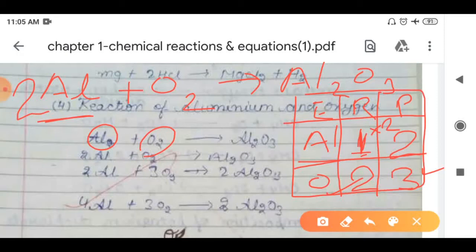But we always prefer the multiplication method. It means we have to make this 2 equal to 3, right? So just try to imagine by what I should multiply here so that the two oxygen atoms become equal to 3. For what I have to multiply here, just try to see here.